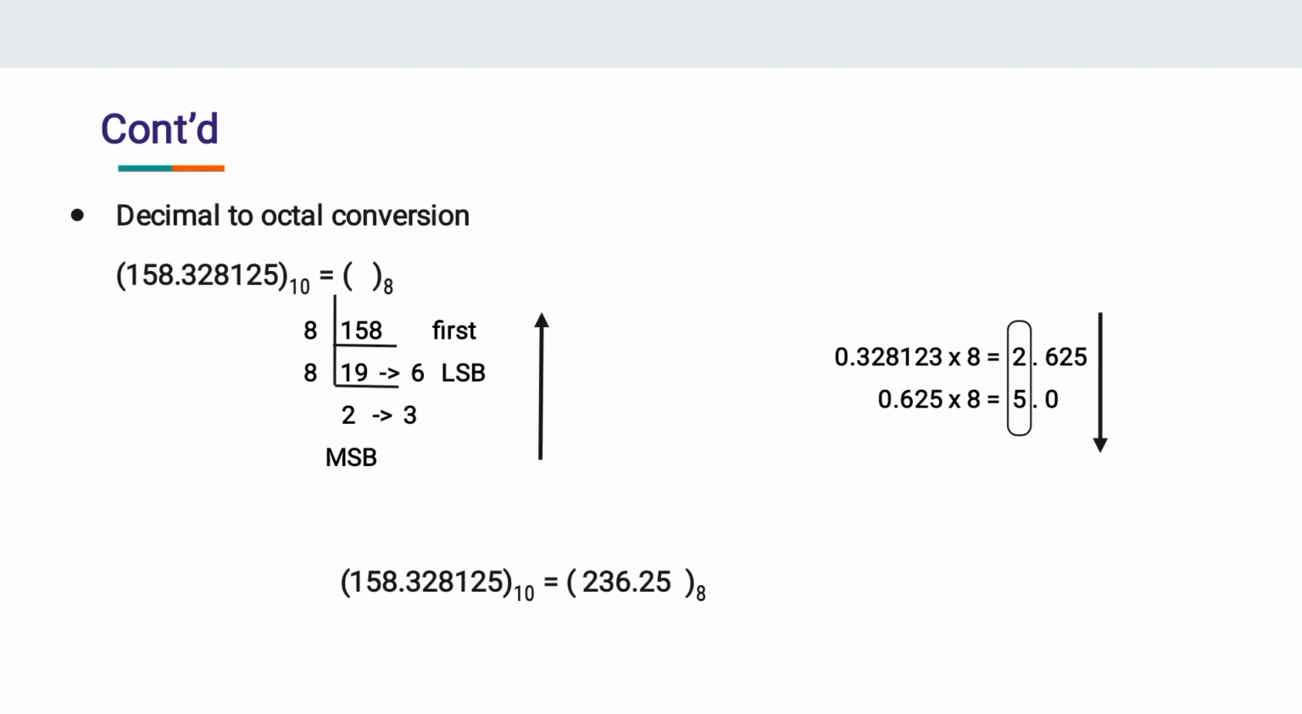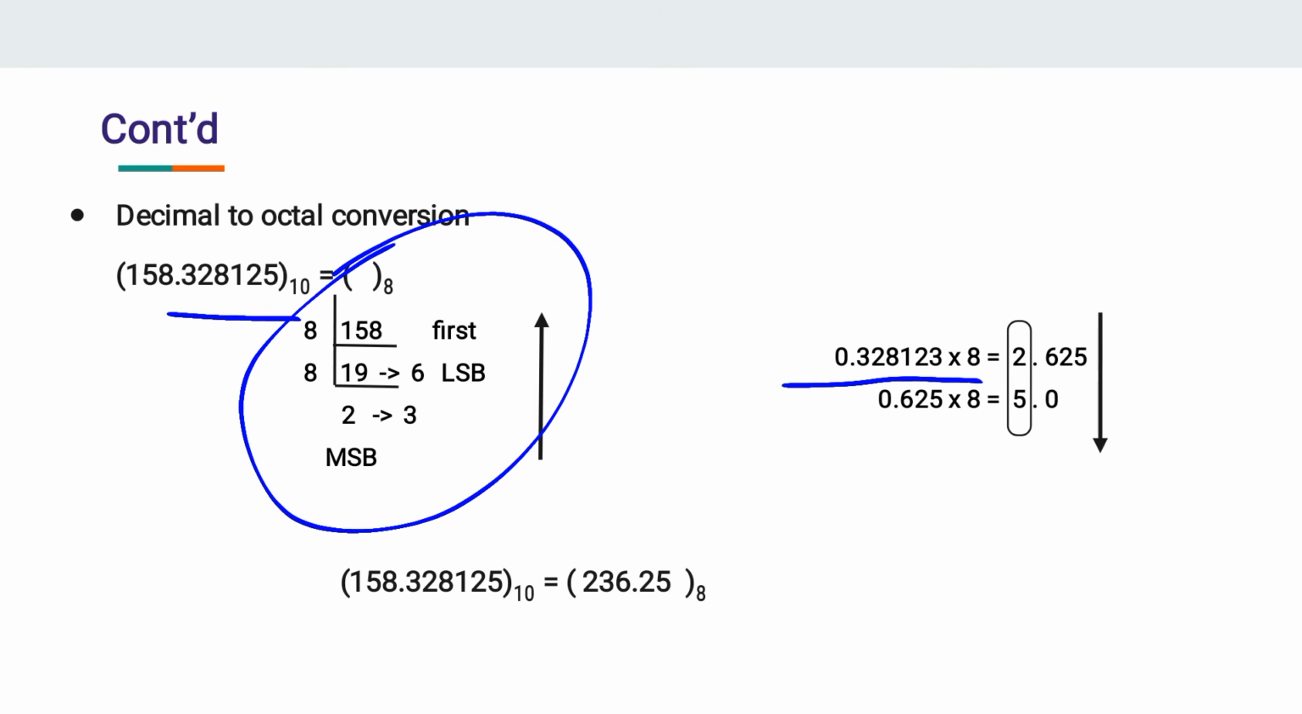So next, the same example, decimal to octal conversion with the fraction part. This is already done in the previous slide, the whole part. I am going to concentrate on the fraction part. So take the fraction 0.328123 into 8. Why do we have to multiply by 8? Because you are converting the decimal to octal. So the octal base is 8. So you have to multiply by 8.